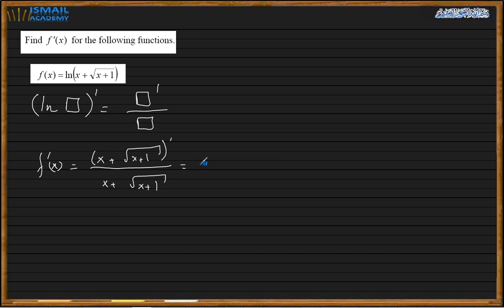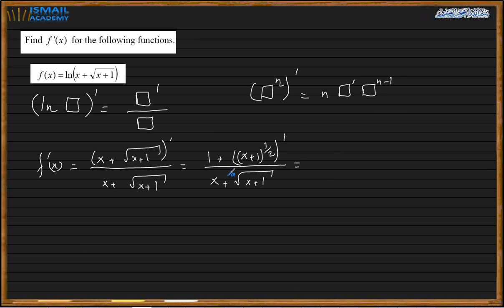So here it is going to be 1 plus x plus 1 to the 1 half prime over x plus square root of x plus 1. Here this is the power rule. So anything to the power n prime is n times the derivative of the base times to the power n minus 1. So here I will have 1 plus half.